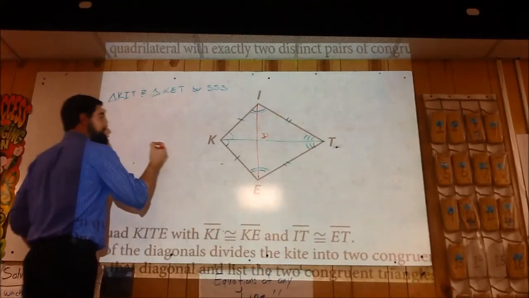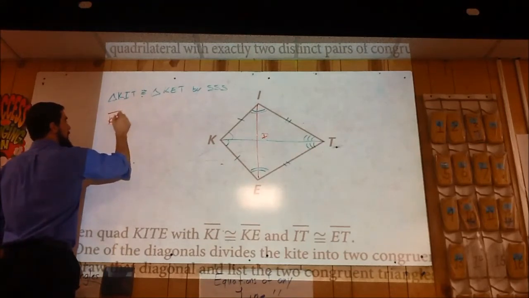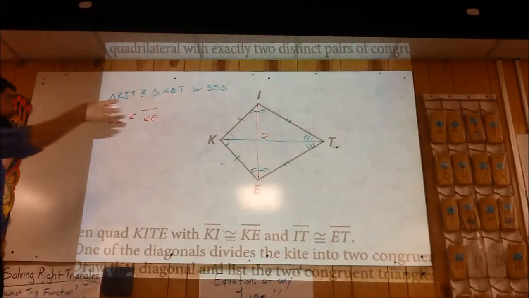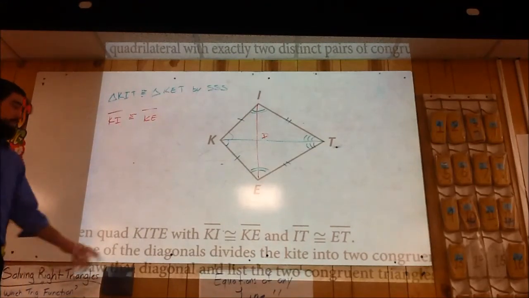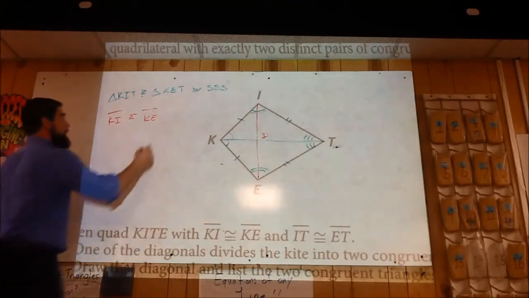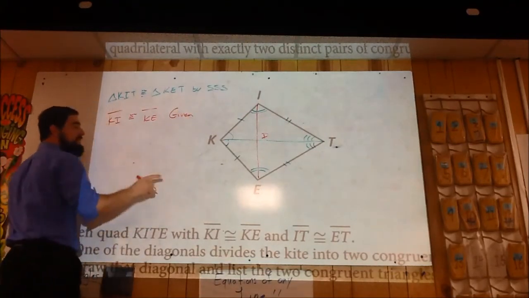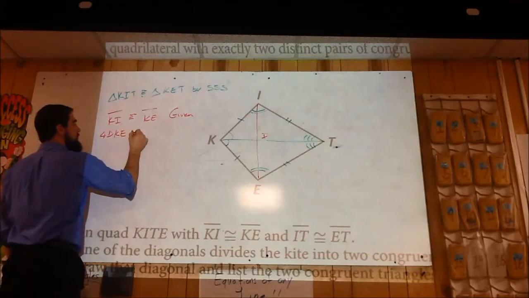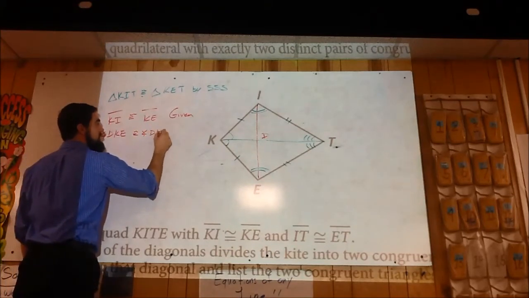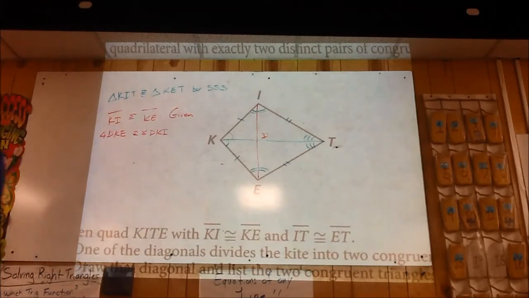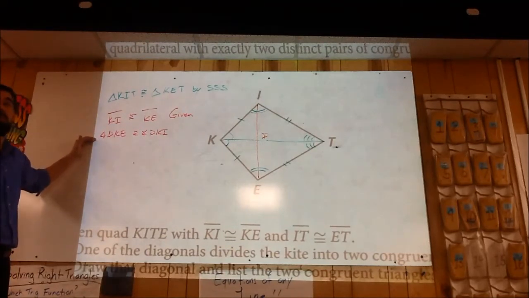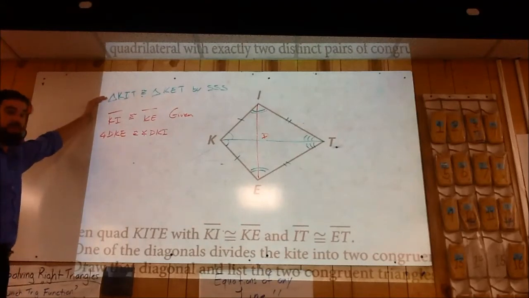I know that segment KI is congruent to segment KE. How do I know that? If this was a proof, what would be my reason? Given, right? So this is given to me. I also know that angle DKE is congruent to angle DKI. What's my reasoning on that? CPCTC. Okay, I proved that these triangles were congruent.